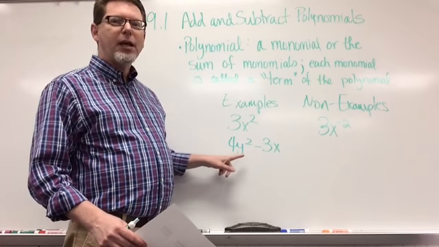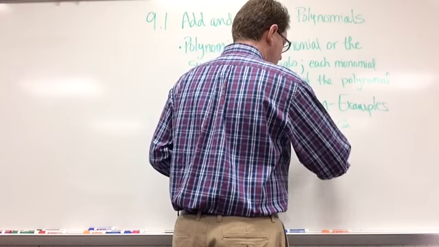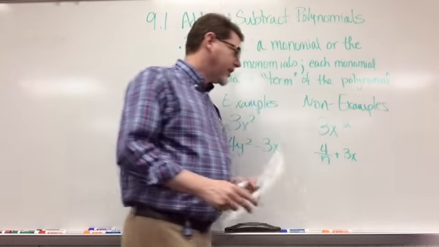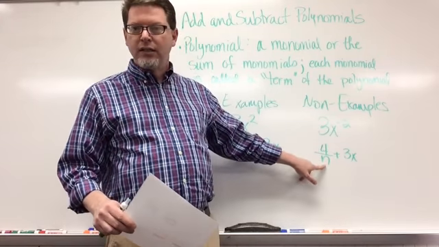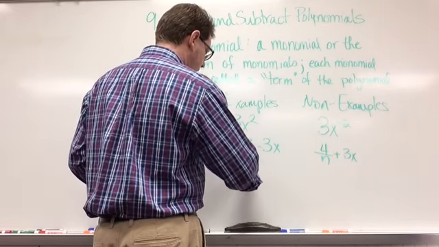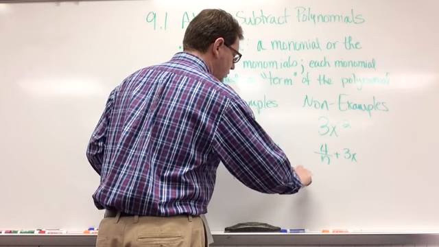Two terms, binomial. Over here, if I had 4 over n plus 3x, again, that is not a polynomial because you have n in the denominator. And let's look at one more. How about 4x squared minus 3y plus 7xyz?